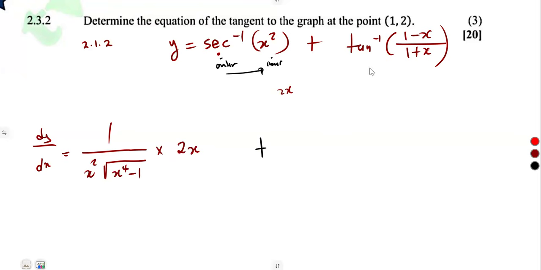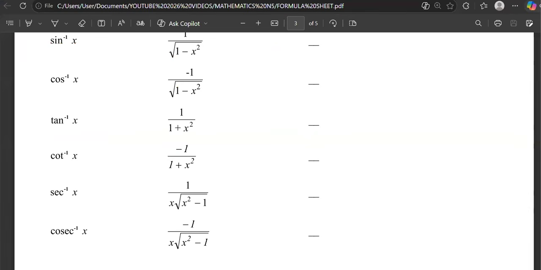So we move on to the second one, arctan. What will be the derivative of arctan? 1 over 1 plus x squared. This is the derivative of arctan.